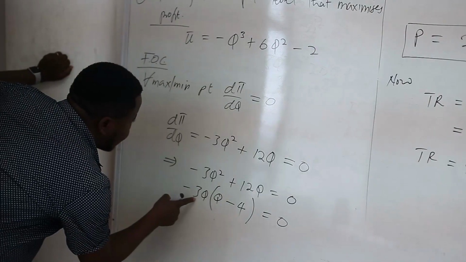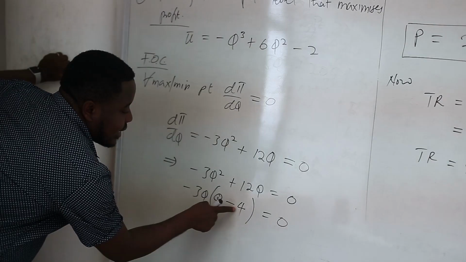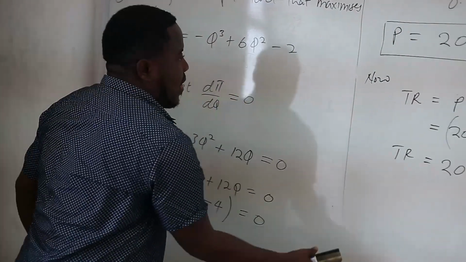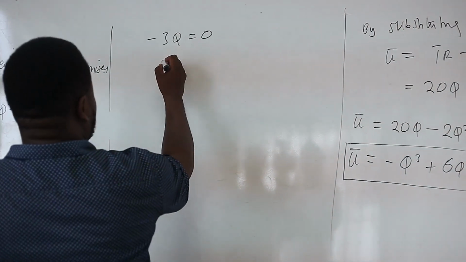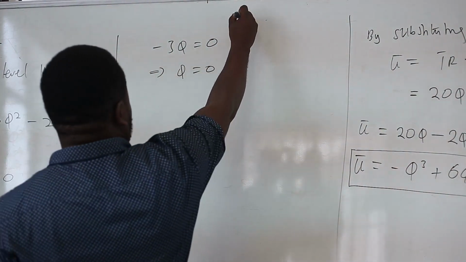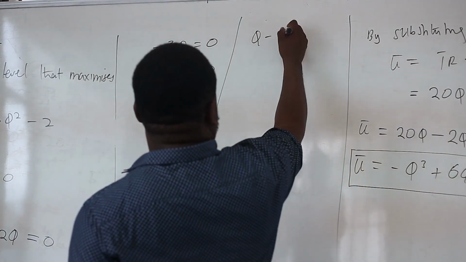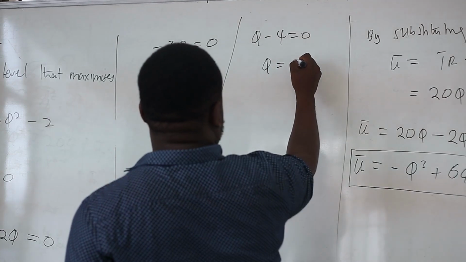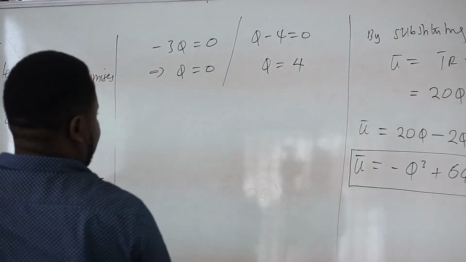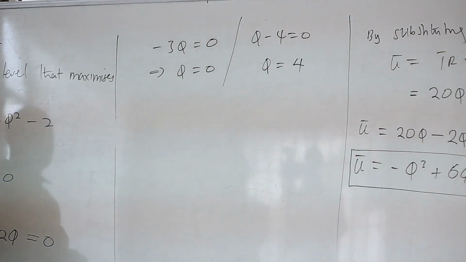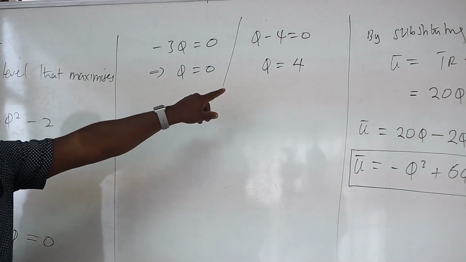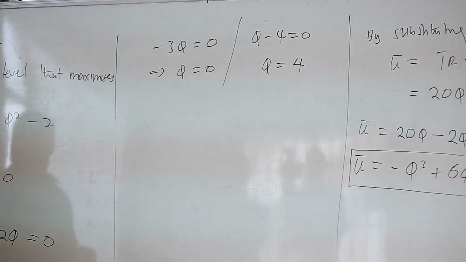So this implies that either minus 3q is equal to 0 or 4 minus q is equal to 0. So minus 3q is equal to 0 implies that q is equal to 0, or q minus 4 is equal to 0 and q is equal to 4. So that's the first order condition. So the first order condition is a necessary condition. So at this point, we don't know whether q is equal to 0 or q is equal to 4 maximizes profits. So we have to apply the second order conditions.